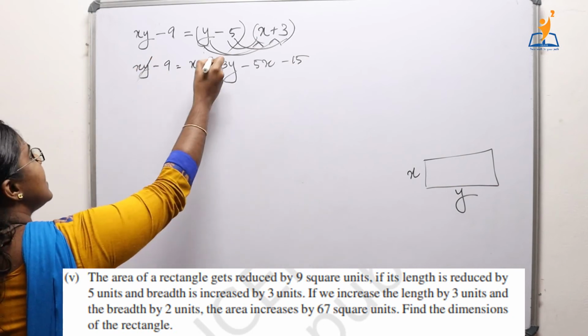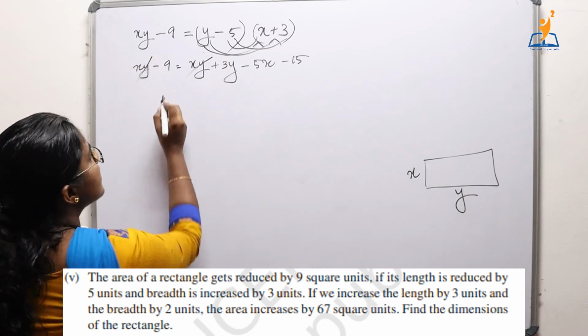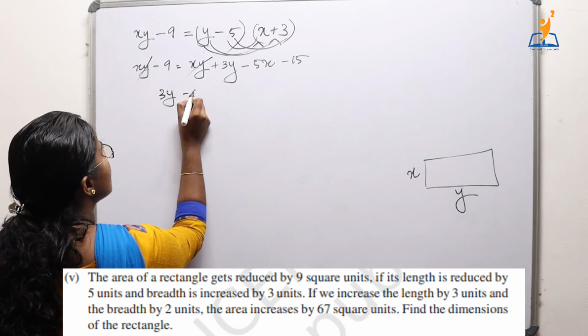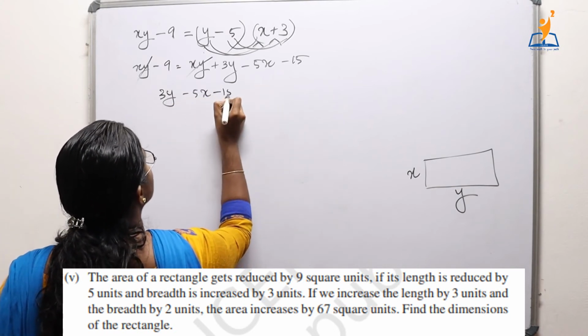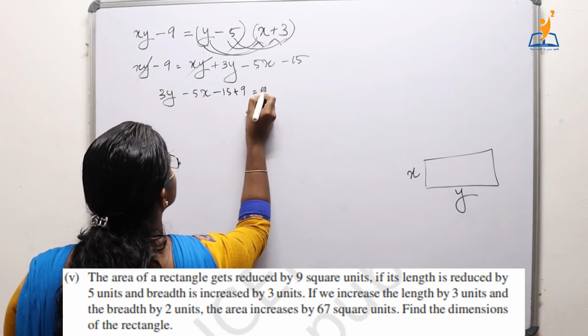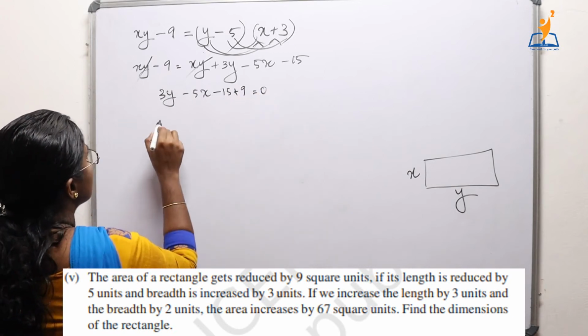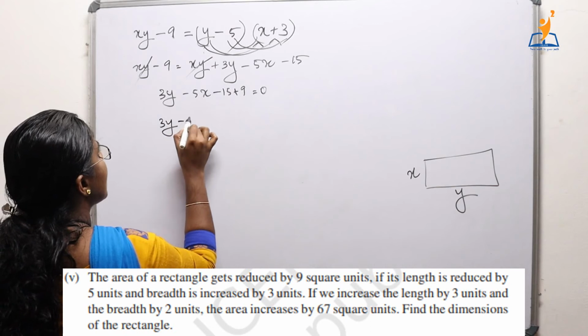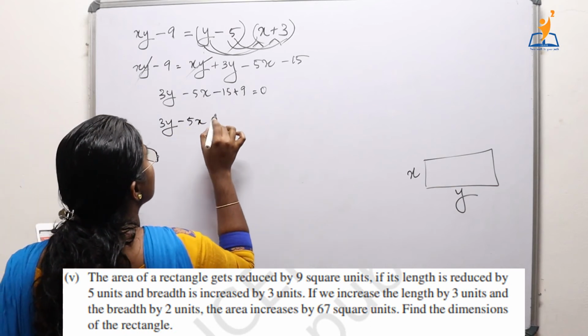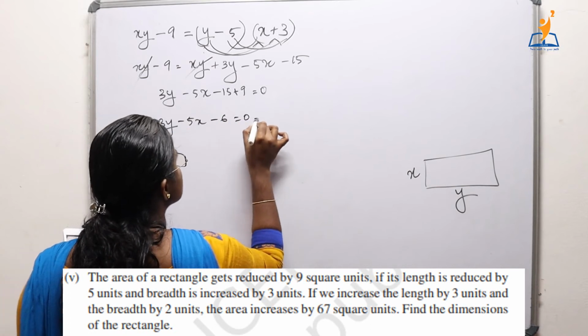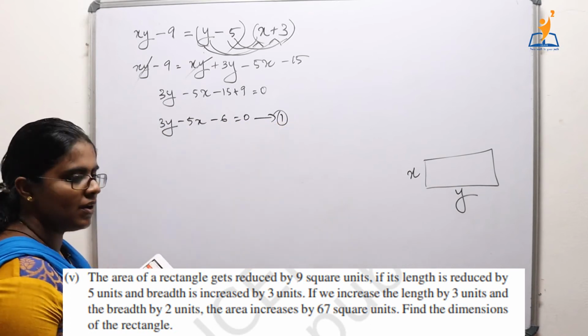Now xy and xy get cancelled. Now 3y minus 5x, again minus 15 plus 9 equals 0. So 3y minus 5x minus 15 plus 9 is simply minus 6 equals 0. This is our equation number 1.